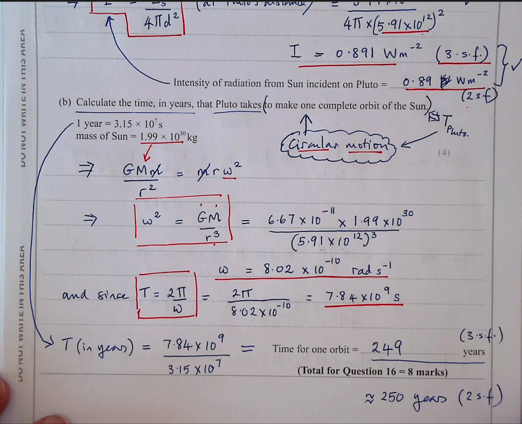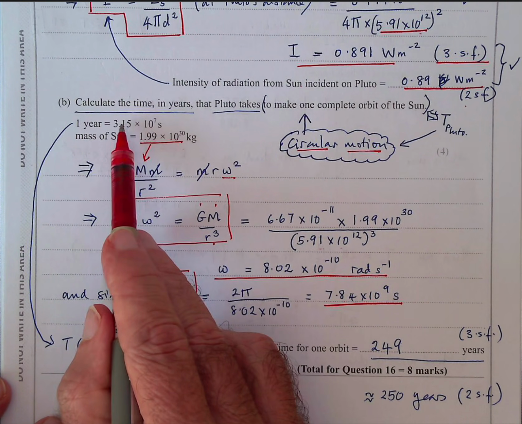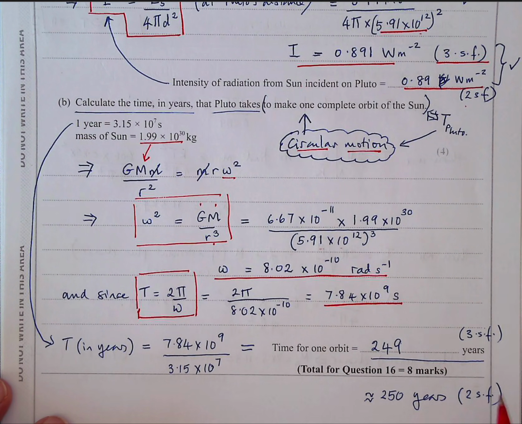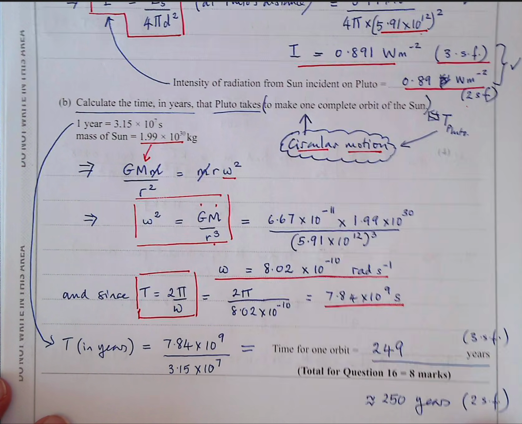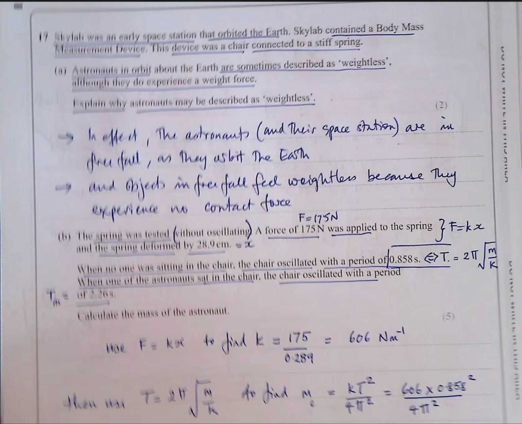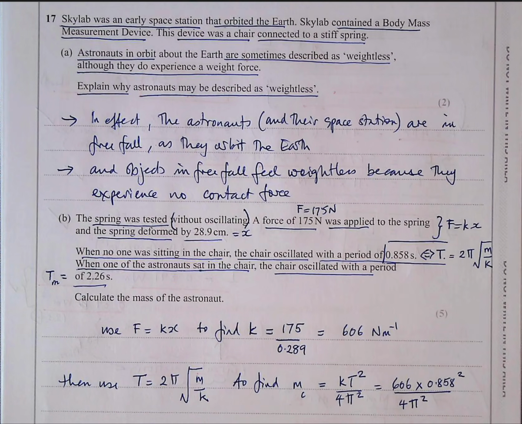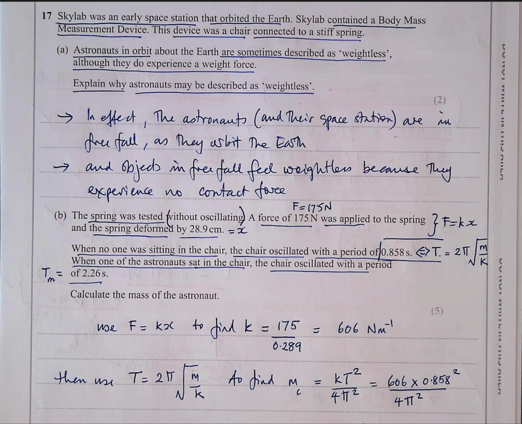Okay, so how many figures should you use? Probably 3. They gave 3 significant figures in the data. Most of them are 3, so 249 years would be okay. But it does no harm doing it both with 3 significant figures and 2 significant figures. Okay, so that's question 16 done. That's where we're going to stop because I need a break, and then we're going to come back and look at question 17.